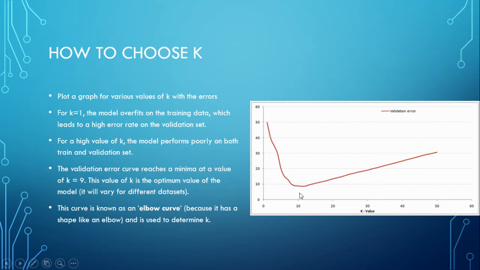So the best would be in this area. It looks like it should be K equal to 9, and we call this the elbow curve because it has a shape of an elbow, and it is used to determine the K value.